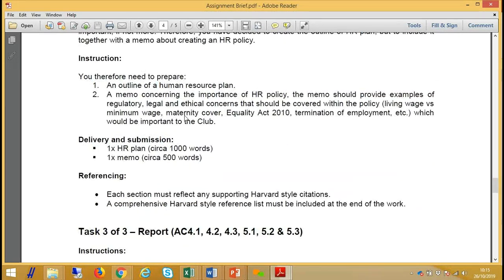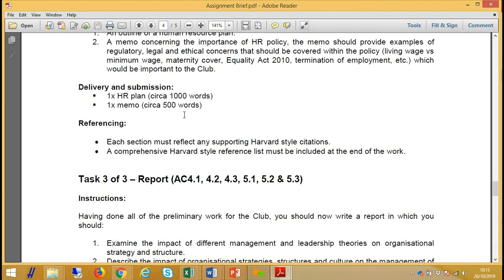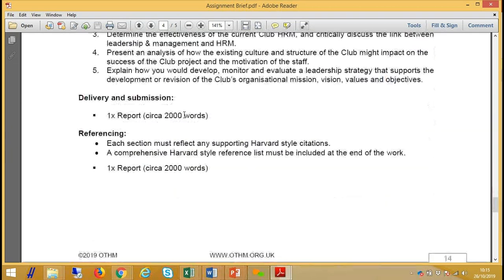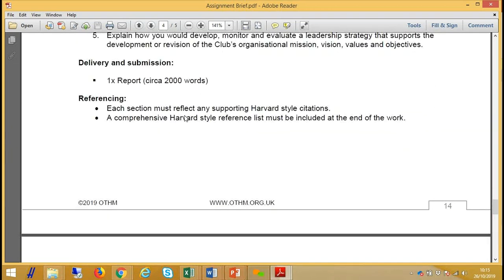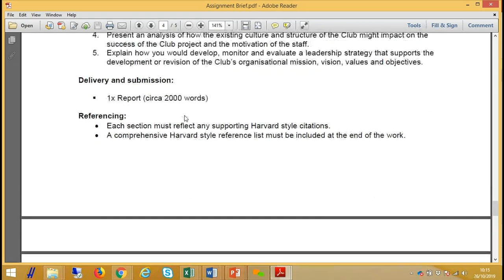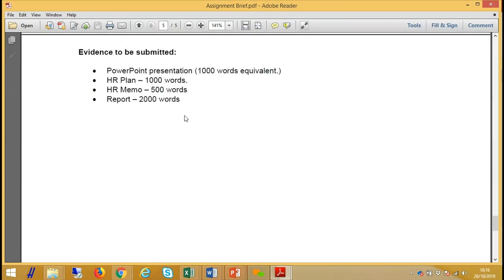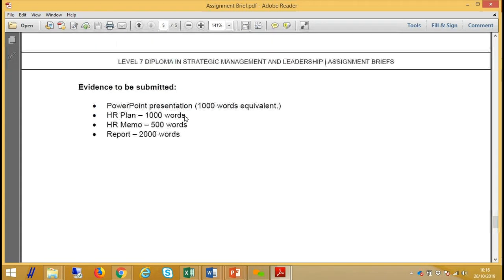So that's task 2 of 3, another scenario, and then there'll be some written submission also in addition. The assessment brief is up there. We'll have a look at it maybe in the subsequent session. But you basically do a presentation on an HR plan and an HR memo, which is basically a short essay. And then a report, a 2,000 word report. So that's it: a PowerPoint presentation, which we regard as 1,000 words equivalent, your HR plan, a quick HR memo, and then the HR report.